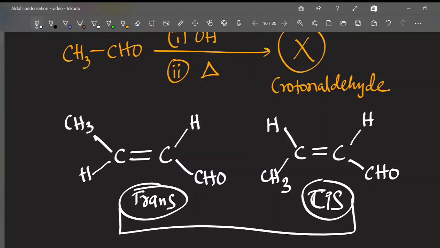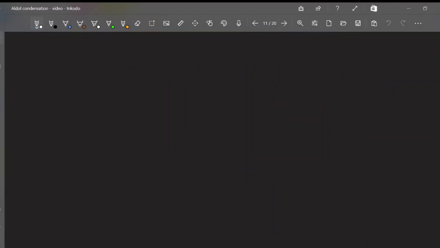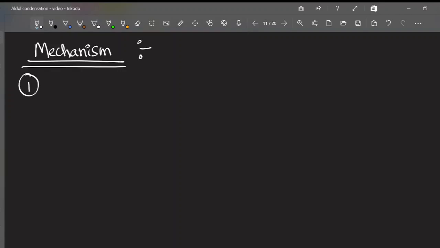Hope it is clear. Okay, let us go for the mechanism. How our acetaldehyde is becoming crotonaldehyde. Let us go for that. So the mechanism in aldol condensation involves two steps.